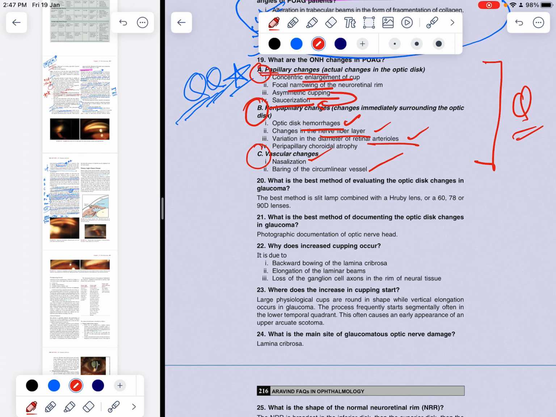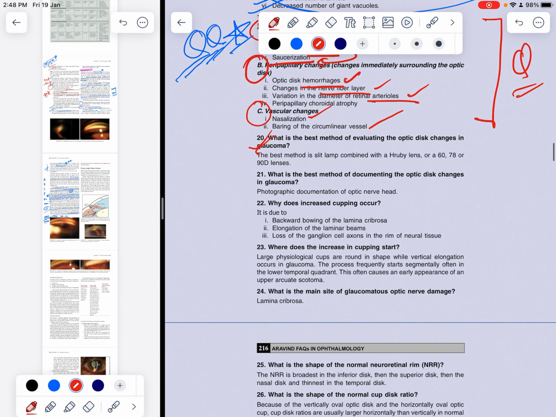This is an easy one. The best method to identify optic disc changes is via 60, 78 or 90D lens. In our center in Shankar Netralaya, we use 78D. While I was in the government college, I used 90D. So I have the best of both worlds.